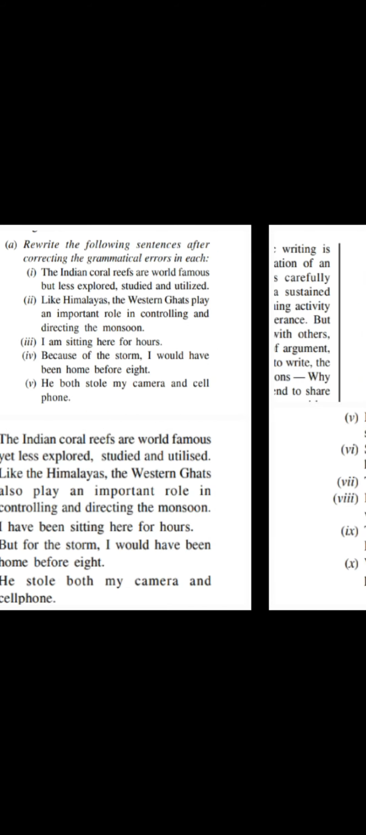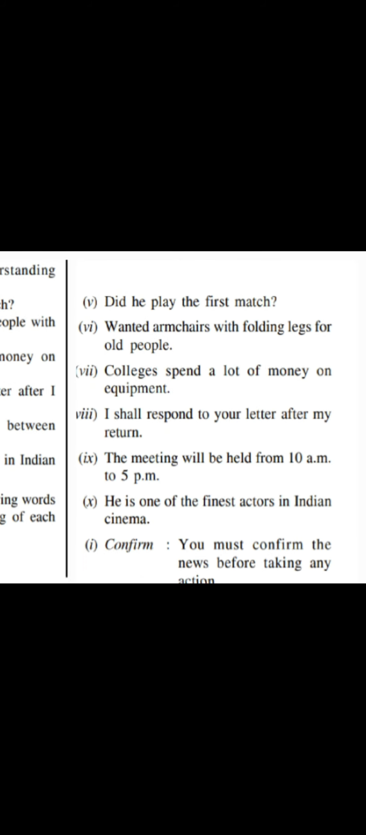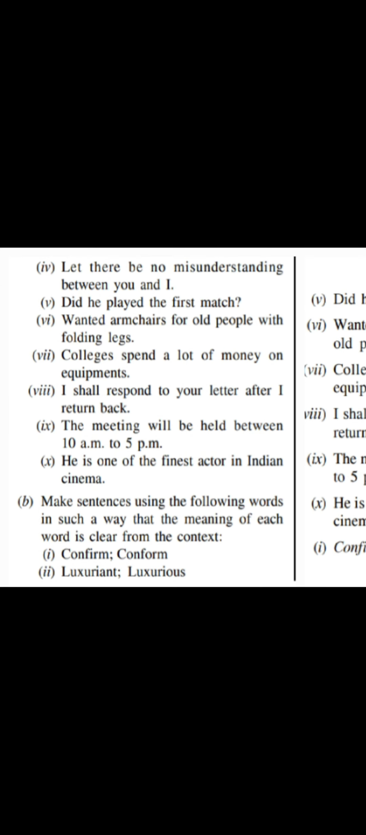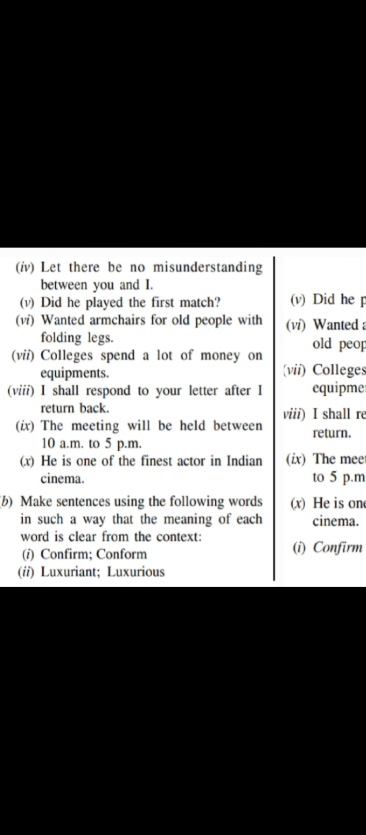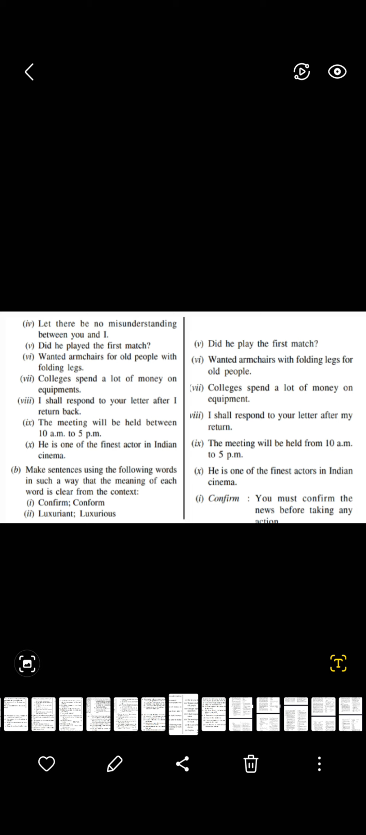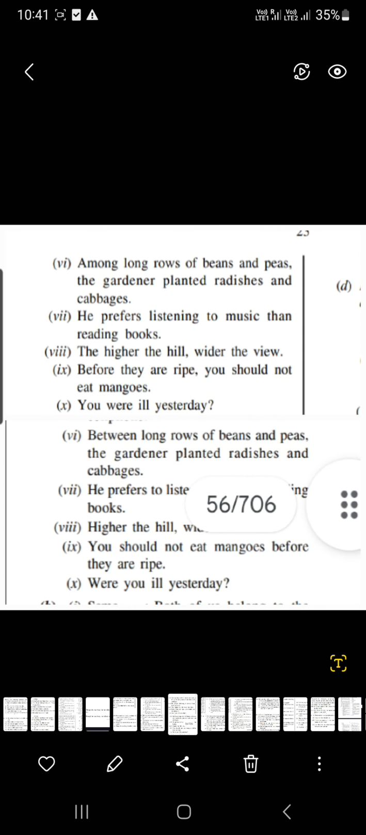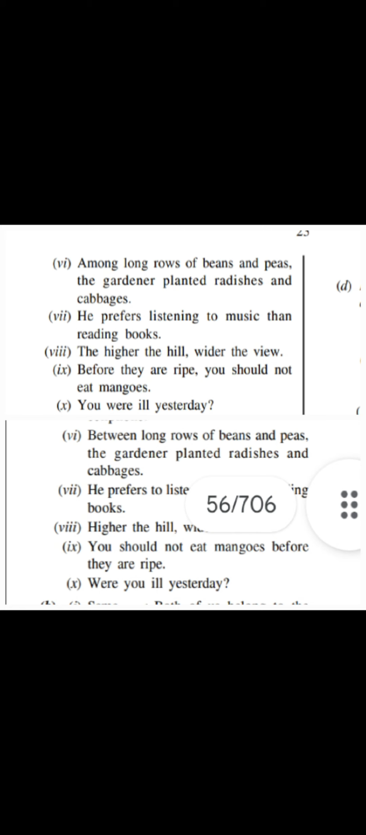Okay. So this one, wanted armchairs with folding legs for the old people, the sixth one. And in it, the question which is incorrect has been written as wanted armchairs for old people with folding legs. So that we interchanged and we wrote wanted armchairs with folding legs for old people. Similarly, in this mango example, we wrote that you should not eat the mangoes before they are ripe.